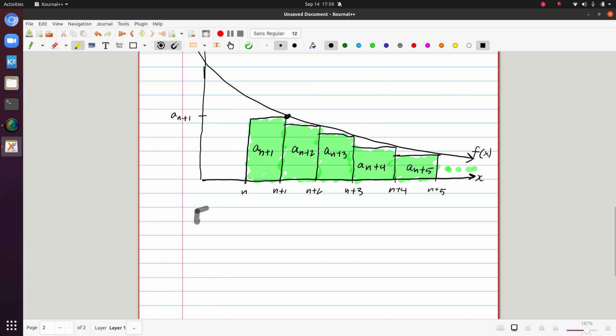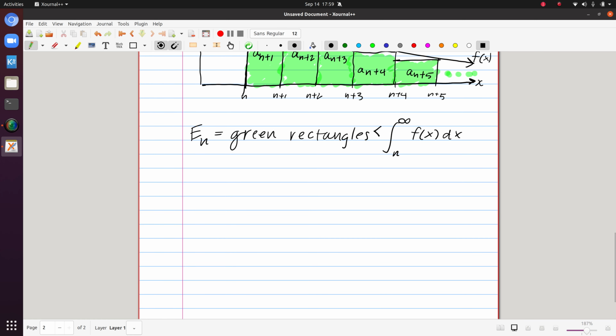So in this picture, what I want to observe is that, once again, the error is exactly equal to the green rectangles. But now I see that that is bounded above by the area under the curve, but my bounds are different. While this upper limit is still infinity, notice that the leftmost value on the x-axis is n here. So what we're finding is that putting these together, these two pictures and these two results, leaves me with both an upper and a lower bound.